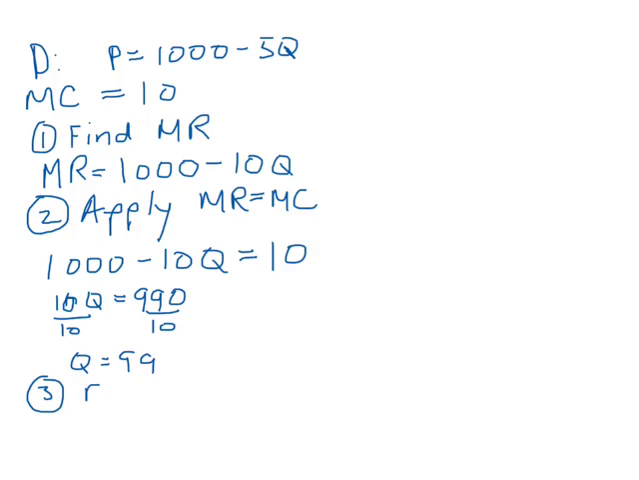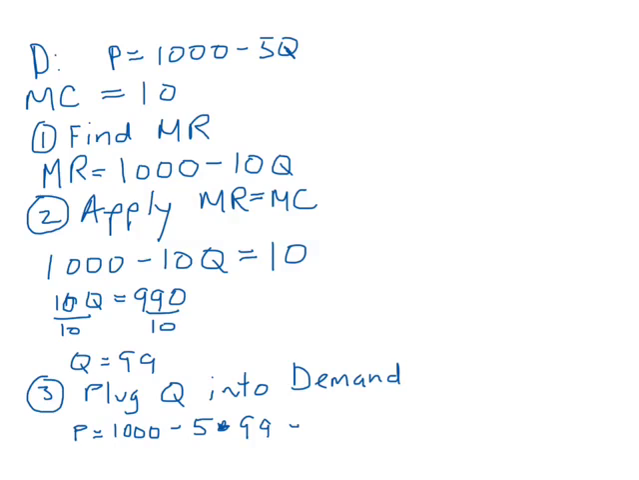But plug Q into the demand function to find P. So we get P equals 1,000 minus 5 times, I'm just going to use a dot for times, 99, and that equals $505 per pill. So we've got Q equals 99, we've got P equals 505, we are done with that.